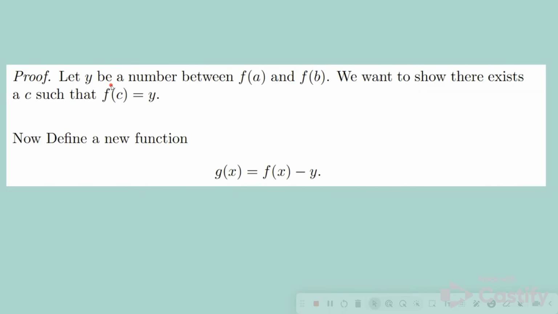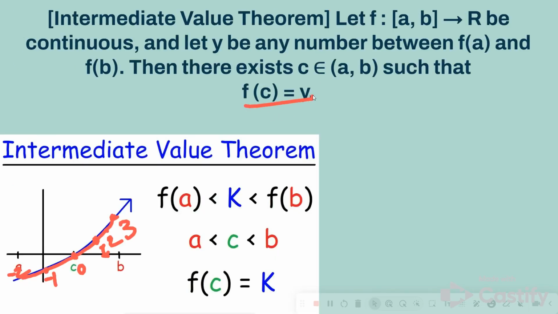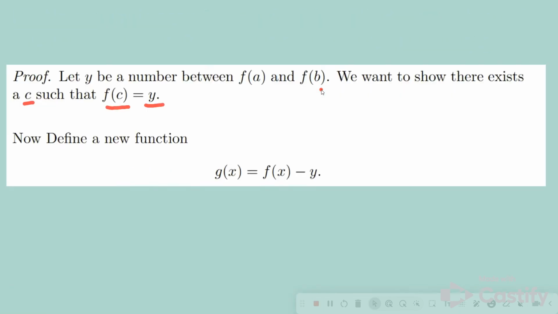So first thing we want to do when writing a proof is use our let statement. So for us, we will say let y be a number between f of a and f of b. Next thing we always want to do when writing a proof is state exactly what it is we're trying to show. So for this instance, we want to show there exists a c, so that f of c equals y, which is what is said right here in the intermediate value theorem.